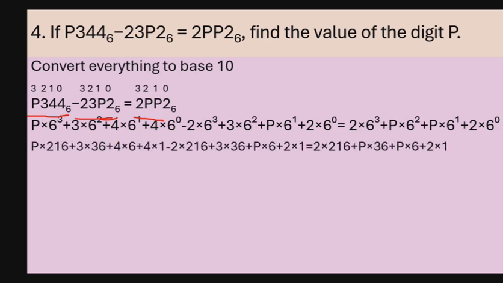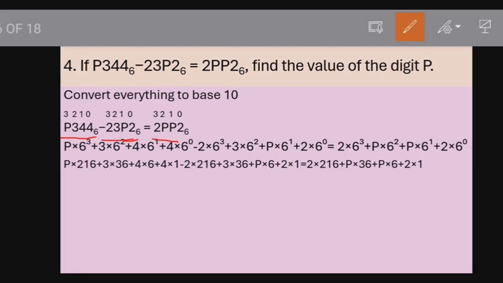So we multiply out. P times 6 raised to power 3 means 6 times 6 times 6, which is going to give us 216. Then plus 3 times 6 raised to power 2, which means 6 times 6, which is 36, plus 4 times 6 raised to power 1, which is going to give us 6. So that's why we have 4 times 6, plus 4 times 6 raised to power 0. 6 raised to power 0 is going to give us 1.